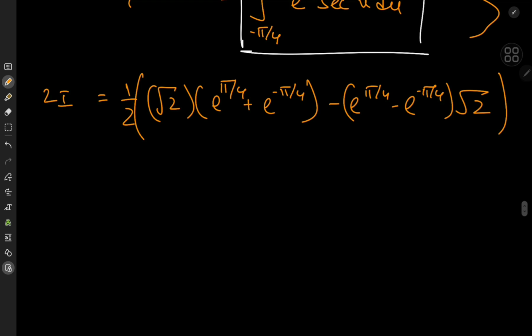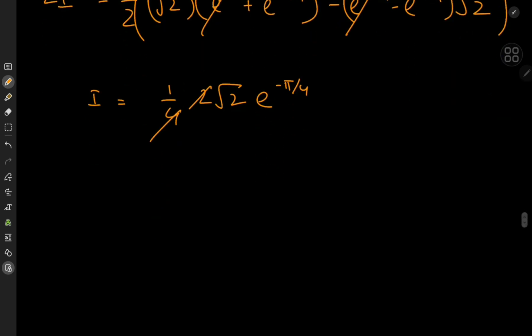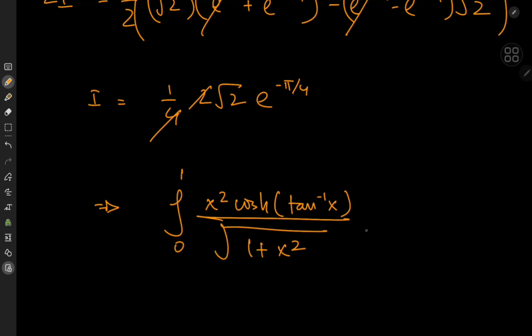And again, I have some cancellation taking place here with this thing going off. And that means we have I equal to 1/4 of 2 times root 2 times e to the negative pi by 4. Again, some cancellation, and this implies that the integral from 0 to 1 of x squared times the hyperbolic cosine of the inverse tangent of x divided by the square root of 1 plus x squared dx equals 1/2, or rather half of root 2 times e to the negative pi by 4, which is a pretty cool result indeed.